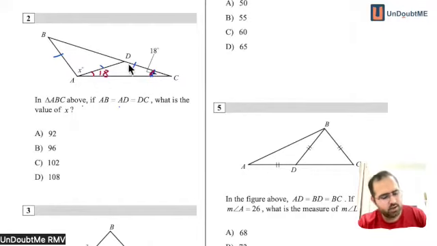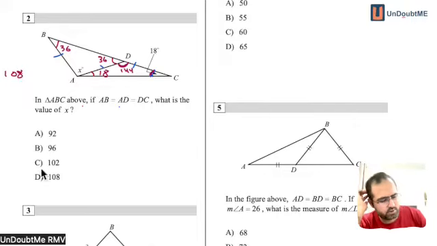Then I can get this angle. It will be 180 minus 36, which will be 144. And then you can find this angle, 180 minus 144, which is 36. So 36 plus 36 is 72, and 180 minus 72 will be 108.